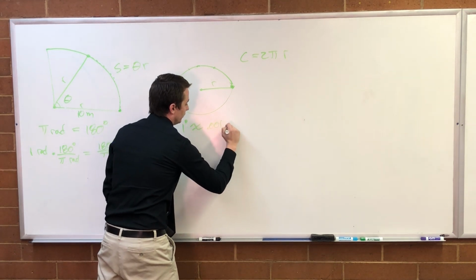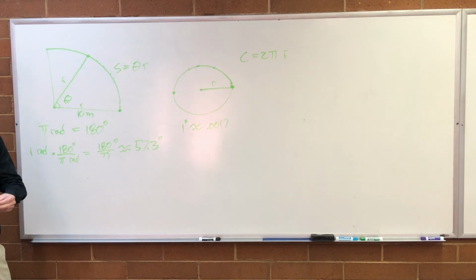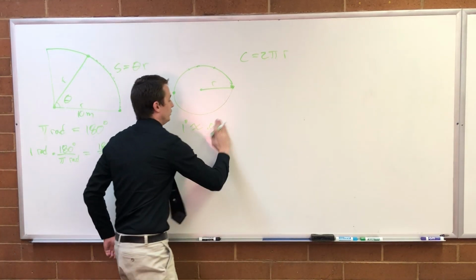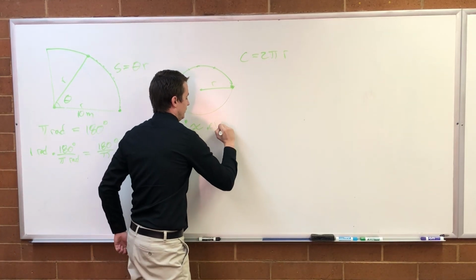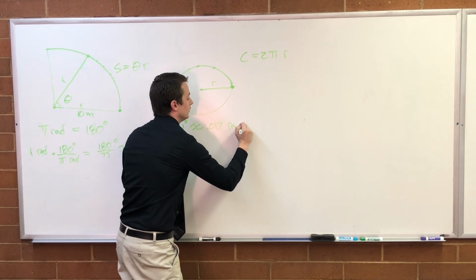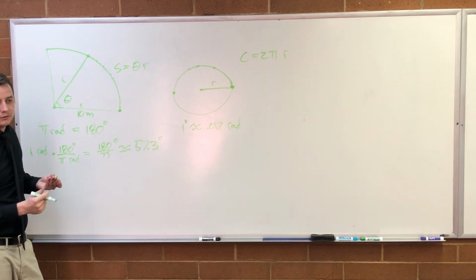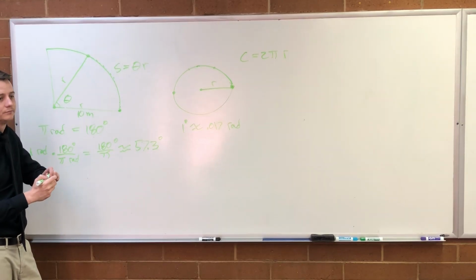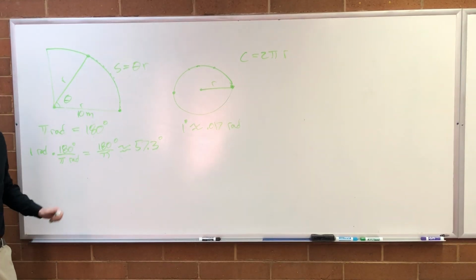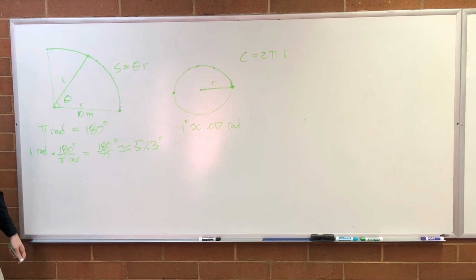0.0017? No, that's way too small. 0.017 radians. And so you can convert back and forth between these things if you need to. Good? Okay.